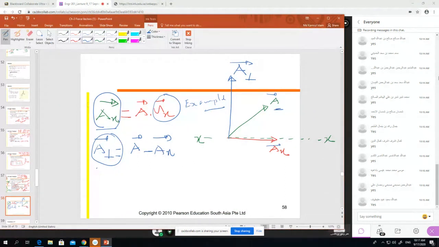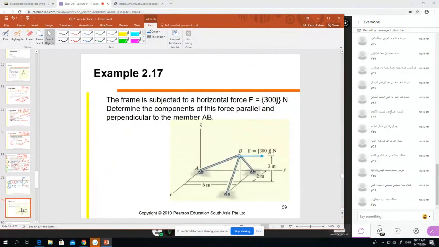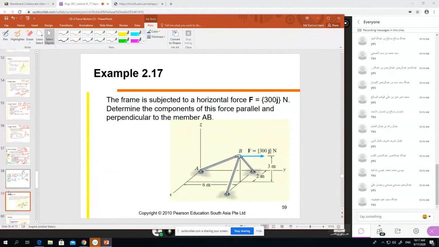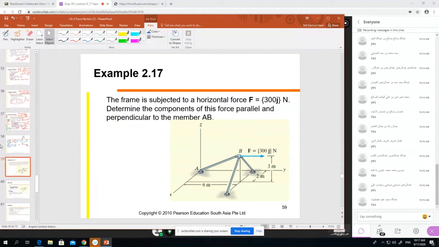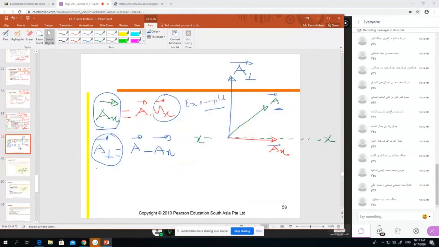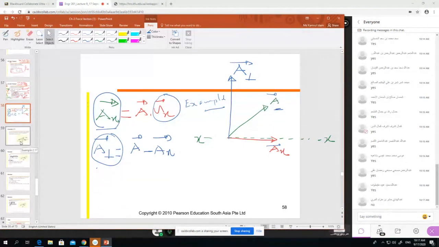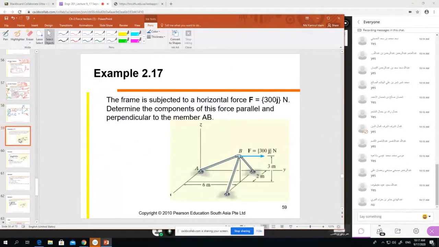Do you have any questions? We will start this problem. This is the last problem, I think, of this chapter. We'll finish next class. But do you have any questions so far? If you don't have questions, I can just start the problem. Maybe we cannot finish today, but I'll introduce the problem, and next class we'll do it.